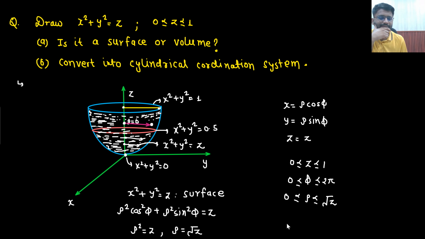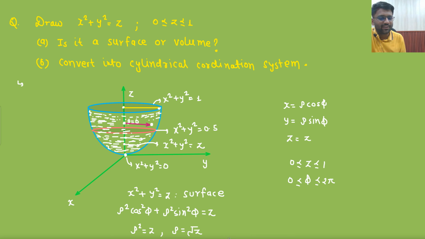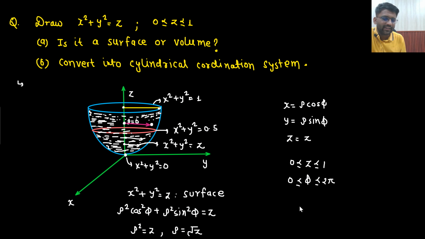Right? So, have I written this correctly? That rho is going from 0 to under root z? No. Rho equals under root z only. Rho is not going from 0 to under root z. Basically, we are talking about only the surface. So the value of rho is nothing but under root z only. Here I should have written that the value of rho is under root z, because we are talking about the surface. Rho is fixed on this surface.